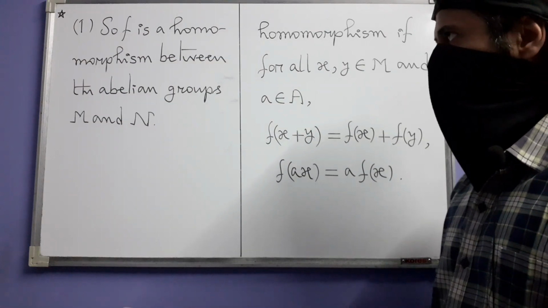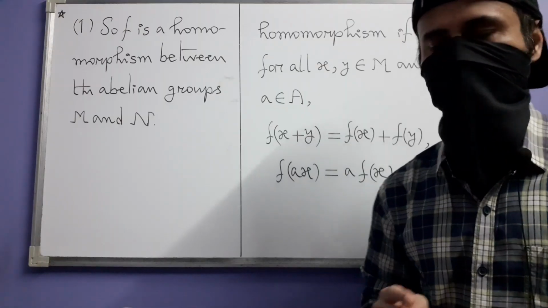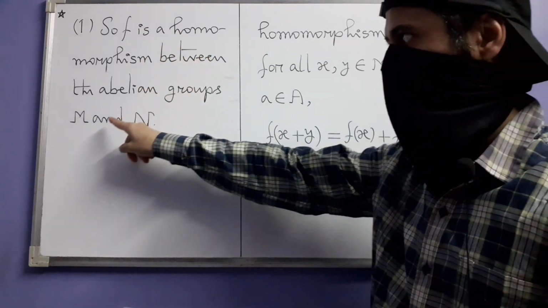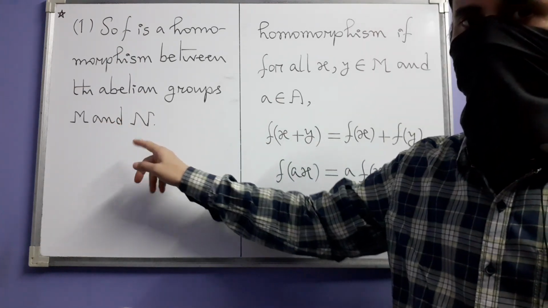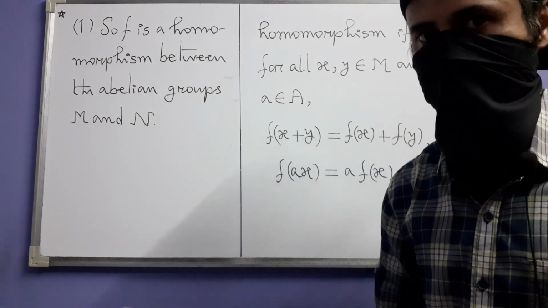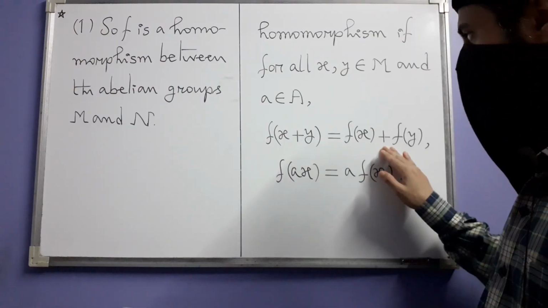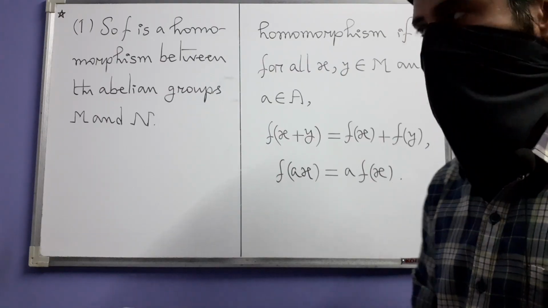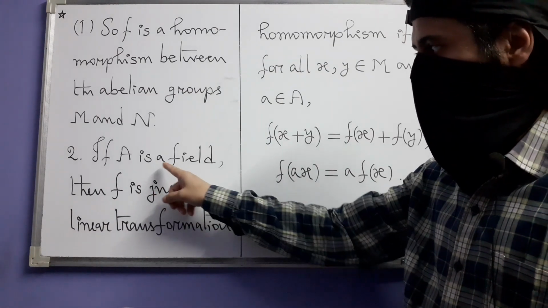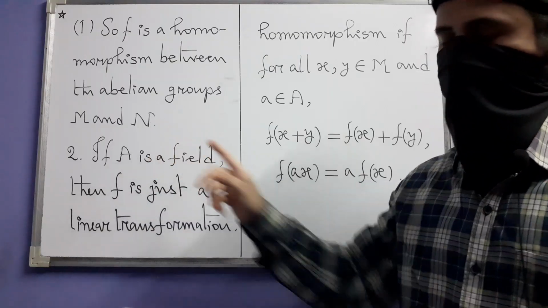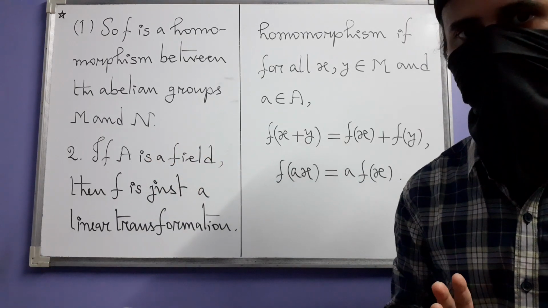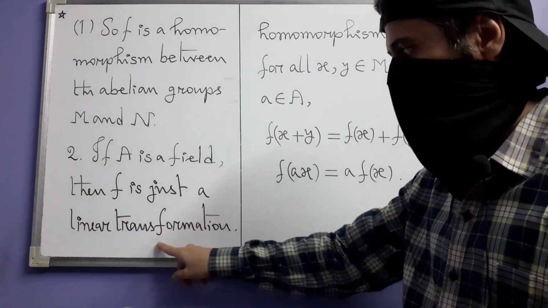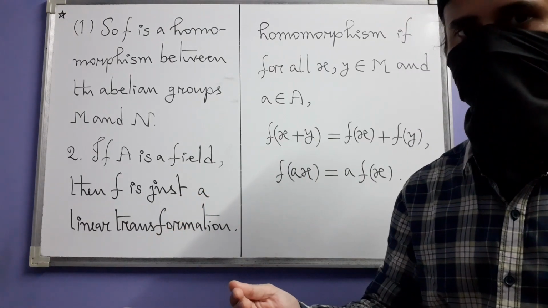So from this definition we immediately see two things. This is the first observation: f is a homomorphism between the abelian groups M and N. Any module is an abelian group with respect to its addition, and this first equation tells us that f is a homomorphism between these two abelian groups. Second observation, if A is a field, then the modules are just vector spaces over A. And then these conditions tell us that f is just a linear transformation from the vector space M into the vector space N.